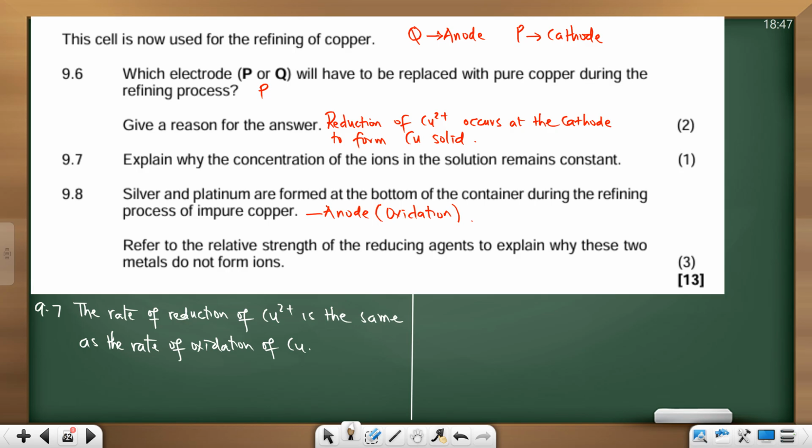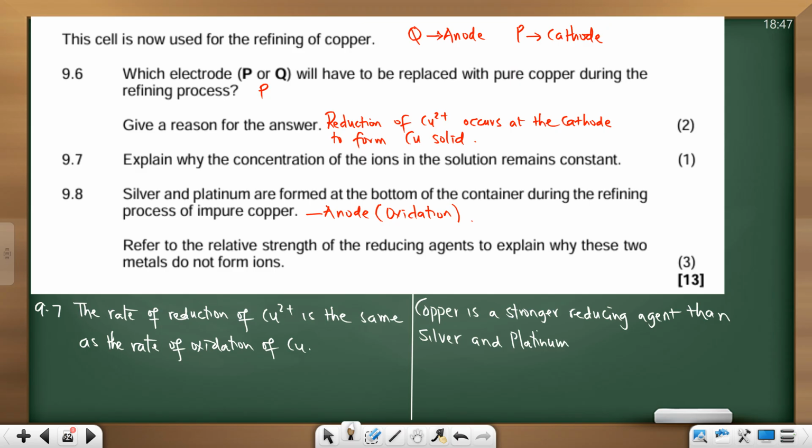Reducing agents, we're talking about something that is what? Oxidized. And we know what is oxidized. What is oxidized? Copper. So copper is a stronger what? Reducing agent than what? Silver, not ions now. Silver and what? Platinum.